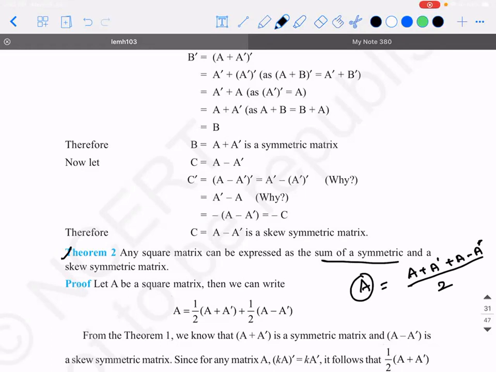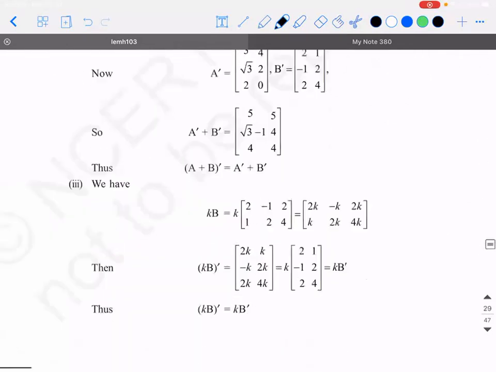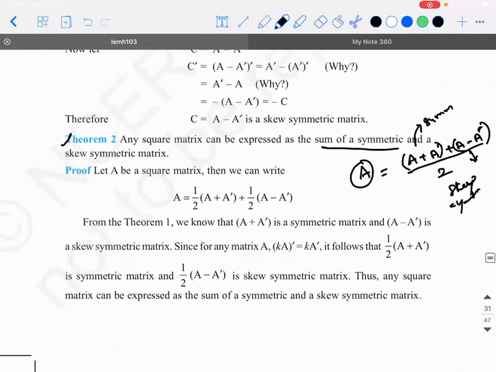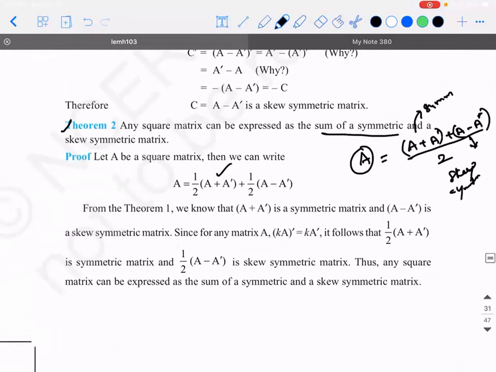But according to theorem number 1, for a given square matrix, A plus A transpose is always symmetric, and A minus A transpose is always skew symmetric. So you can write the given matrix A as half of A plus A transpose plus half of A minus A transpose. So that is the meaning of any square matrix can be expressed as the sum of a symmetric and a skew symmetric matrix.